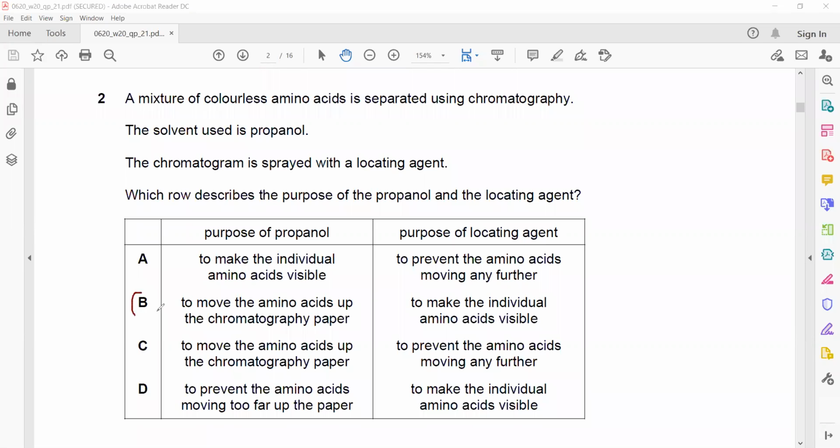Question 2, B is the right answer. Why is B the right answer? What is the purpose of the propanol? It's to move the amino acids up the chromatogram. Because if you have a solvent, the solvent will dissolve these amino acids and take these amino acids up the chromatogram.